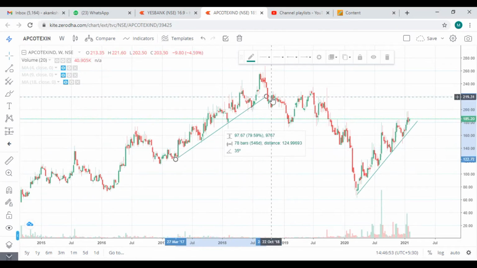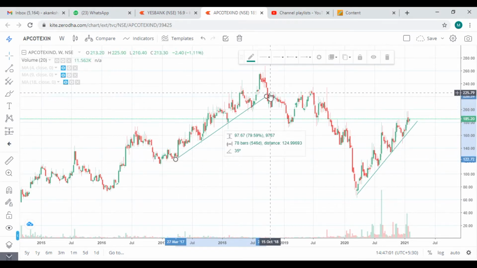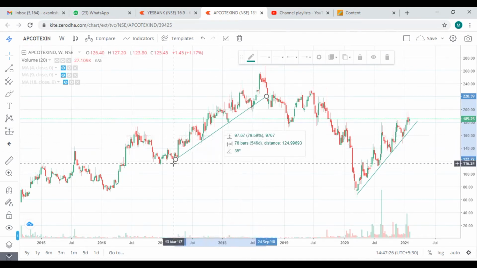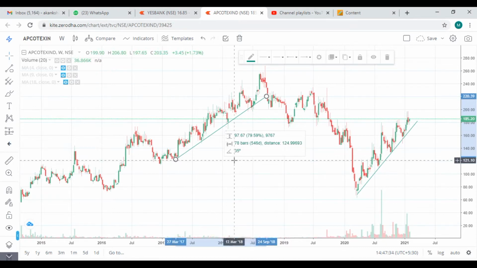35 degree is the angle of this trend line. Angle means that it is moving at an angle of 35 degree or at an angle of 45 degree. I'll explain angles later on. But this is how you can use the information line. It is going to give you certain information which will pop up automatically on your screen. So it is 79.59%. 79.59% means that there is a positive change of 79.59% in the prices. So this is the information.